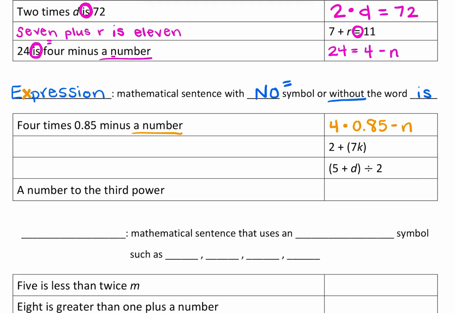Okay, so the next one, we're going to start with the word 2. So 2 plus 7, and then what's happening between that 7 and that K? What have we talked about? When you have a number next to a letter, that is multiplying. So we have 2 plus 7 times K.